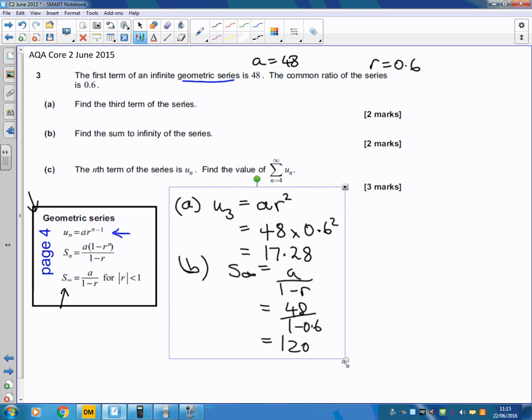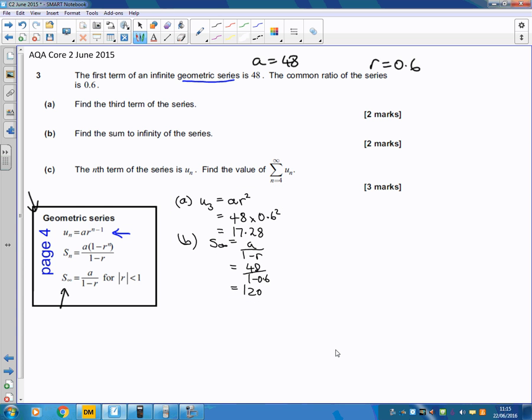Okay. Then we might have to do a little bit of thinking when we get to part C. So part C tells us about the nth term of the sequence series, and it wants us to find this strange looking thing. But remember, sigma just means sum. At the bottom we've got a 4, so it's from the 4th up to the infinity term. So the numbers tell us which terms we're going up to.